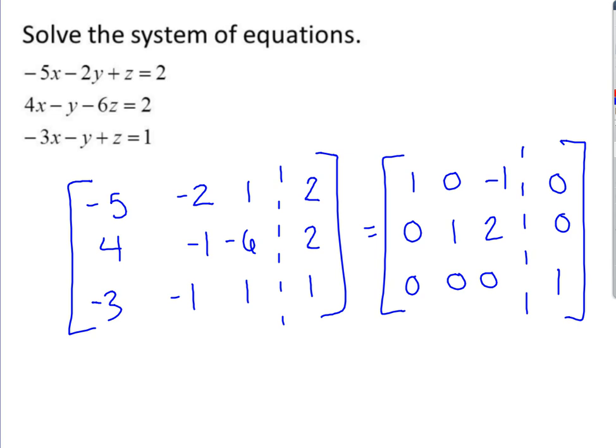So when it ends up like this, you are either going to have infinitely many solutions or you're going to have no solutions. If you end up with a row where all of the variables are equal to 0, but it actually does equal a value, so we have 0x plus 0y plus 0z is equal to 1, that's not possible, so there are no solutions.